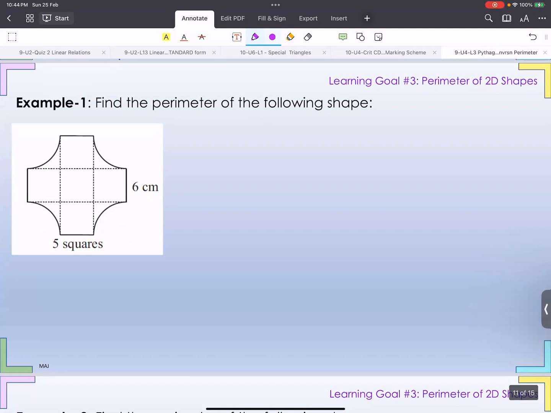Feel free to pause this video and try this out. So we have 5 squares here, right? So here's 1 square, 2 squares, 3 squares, 4 squares, and 5 squares. So you have 5 squares there. And this side is 6. So if this is 6, so that's 6, 6, and 6, so on and so forth, okay? So these are all 6. We want to find the perimeter of these.